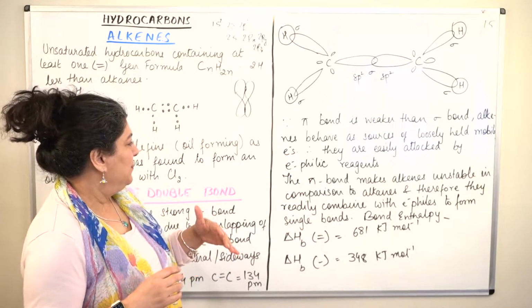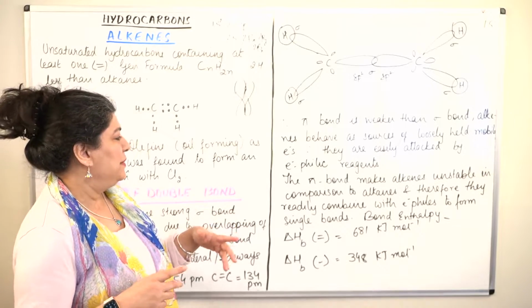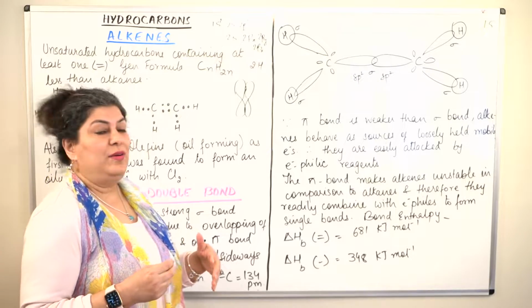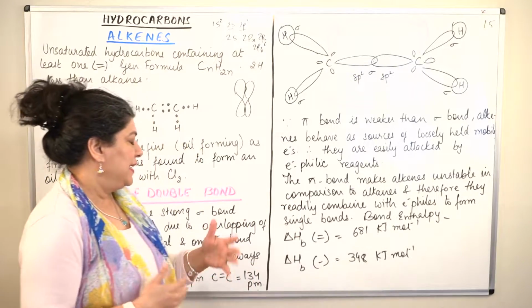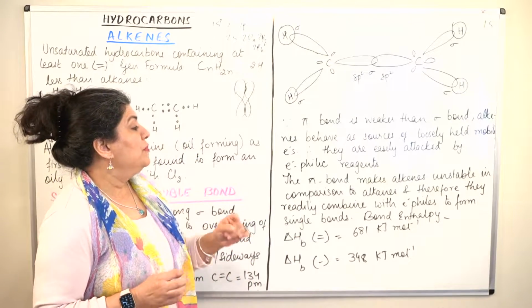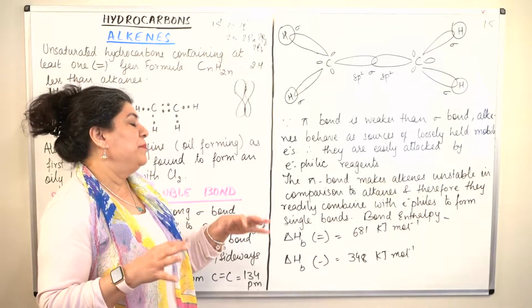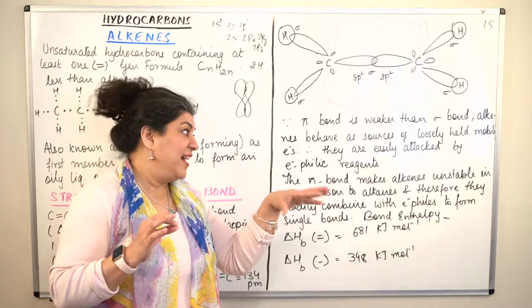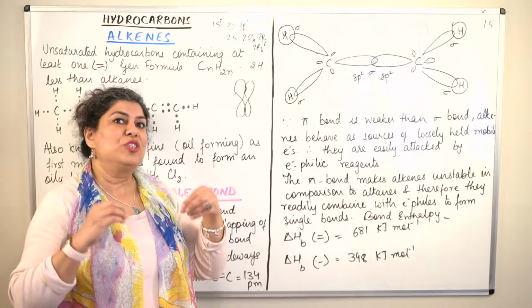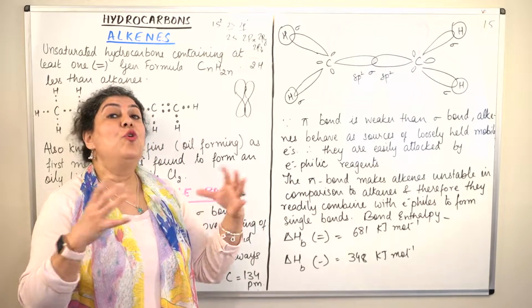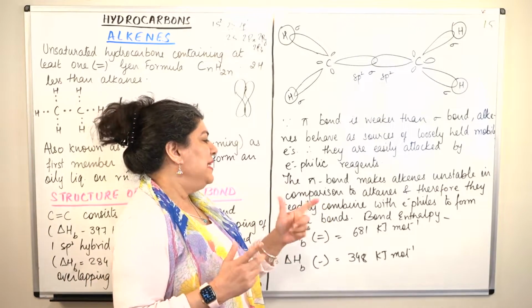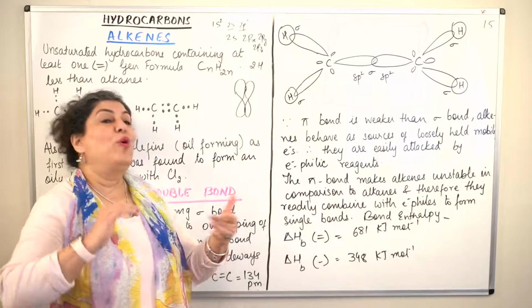That the pi bond makes alkenes unstable in comparison to alkanes, and therefore they readily combine. I lost my train of thought, so I'll just read this and explain it to you. The pi bond makes alkenes unstable in comparison to alkanes, because in alkanes there were no pi bonds, no electrons free to be released, and therefore alkenes readily combine with electrophiles to form single bonds.